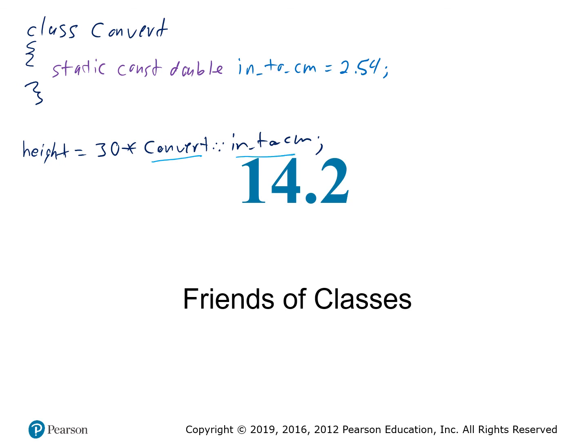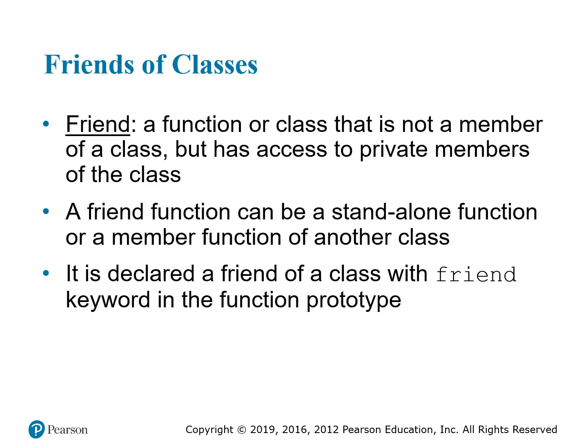Okay. Next section, friends of classes. Just as you might share the private details of your life with a friend of yours, a class can share its private members with a friend, which can be either another class or another function. So for example, you might have a friend function that prints out all the data in your class. It doesn't have to be part of your class. It can be a separate function, but it still has access to all the private members of your class because you made it a friend.